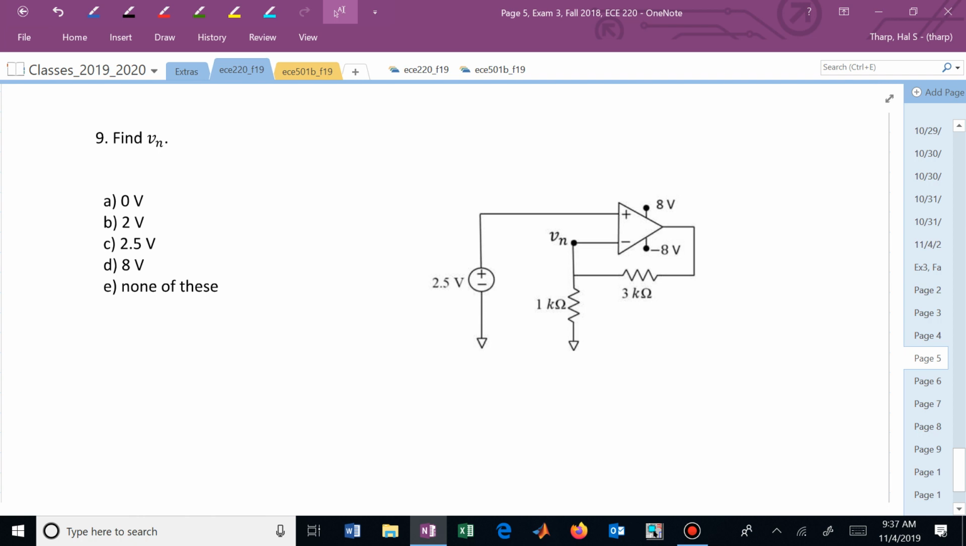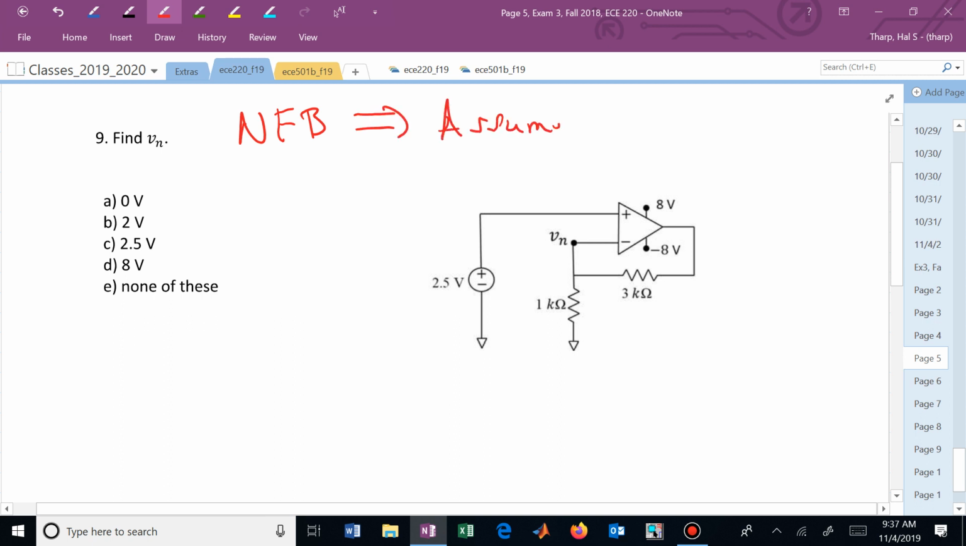Find v sub n. Now I am going to need to find v sub n. But what's the very first thing you want to think about in op amps? Negative feedback. If I don't have negative feedback, I'm saturating. If I'm saturating, then I'm just worried about the difference between v sub p and v sub n. In this case, I have negative feedback. That allows me to assume, and again, I might have to go back and change that, but right now I'm working under the assumption that v sub p is equal to v sub n. And v sub p is nice here. It's given us 2.5 volts.